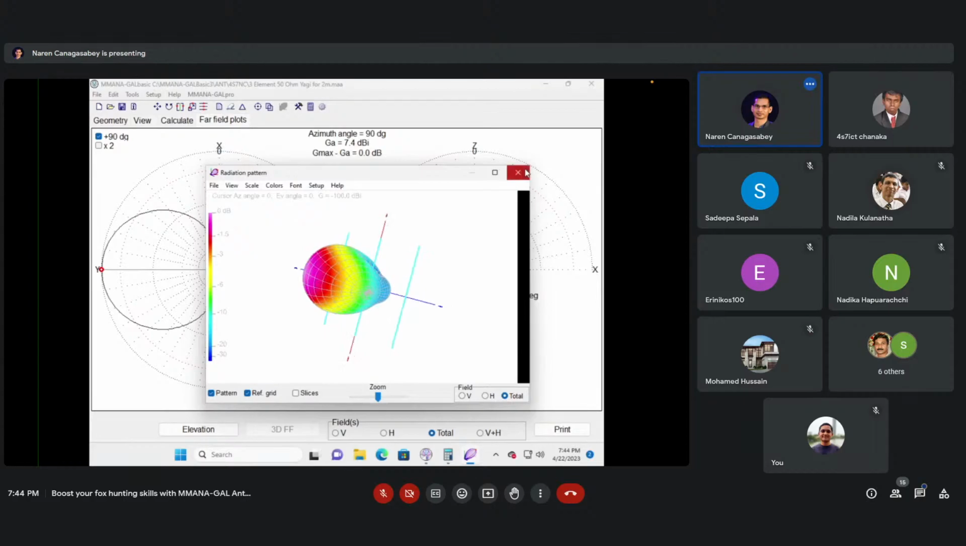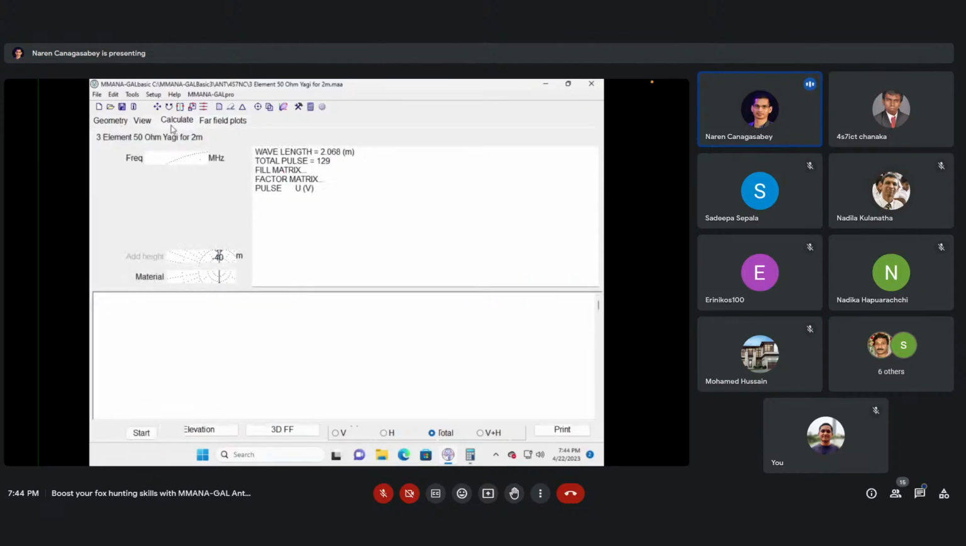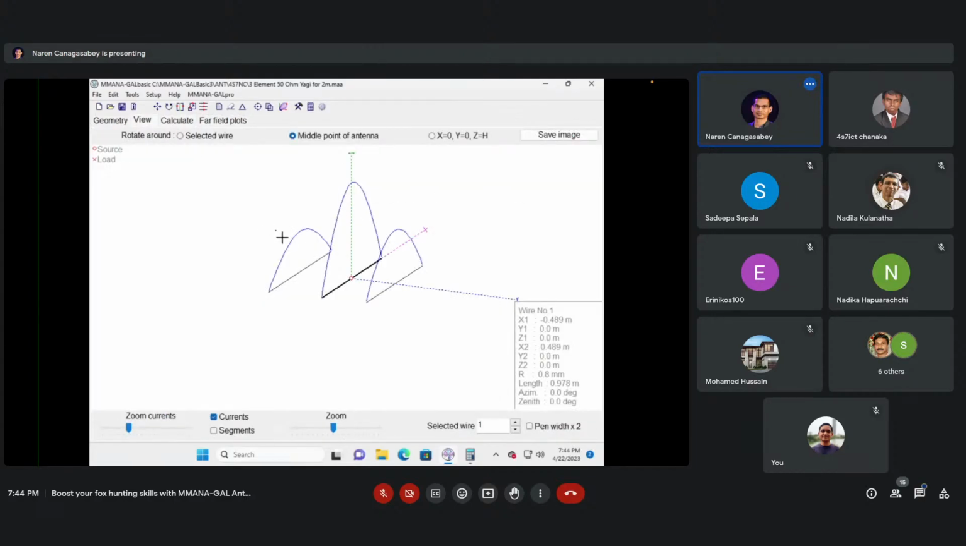Right, so this is what our Fox hunting antenna is going to look like. I will be sharing the dimensions, and I can share the MANA file as well, right after the presentation. So this is what our antenna is going to look like.